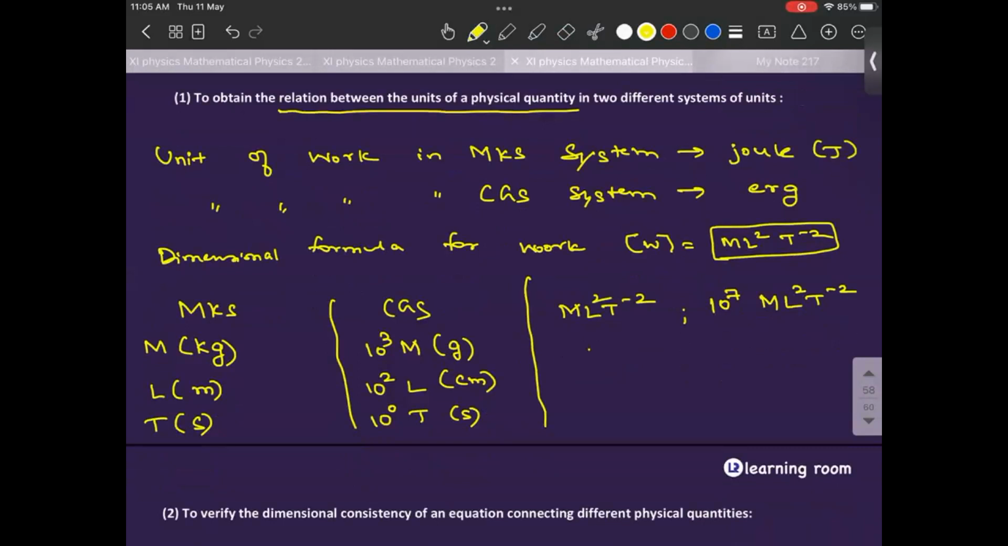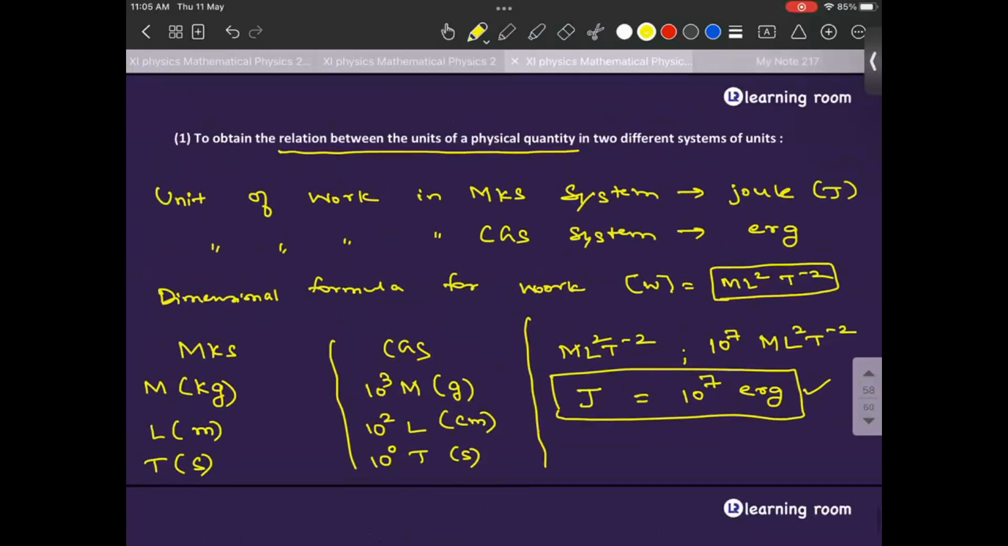So what I'm trying to tell you here is 1 joule is equal to 10 power 7 times erg. So that is the meaning of it. 1 joule is 10 power 7 erg. So are you able to understand? We use dimensional analysis to convert the unit of a physical quantity from one unit to another, from one system to another, right? Am I clear with this? Yes, sir. You can make a note of this.